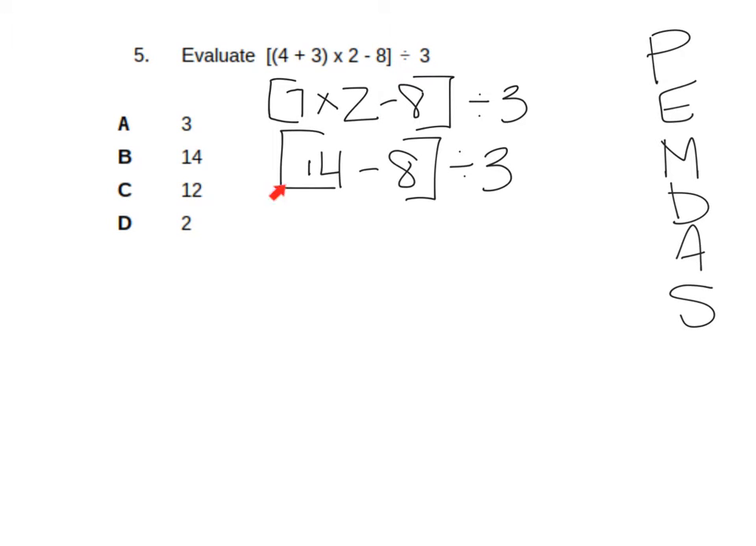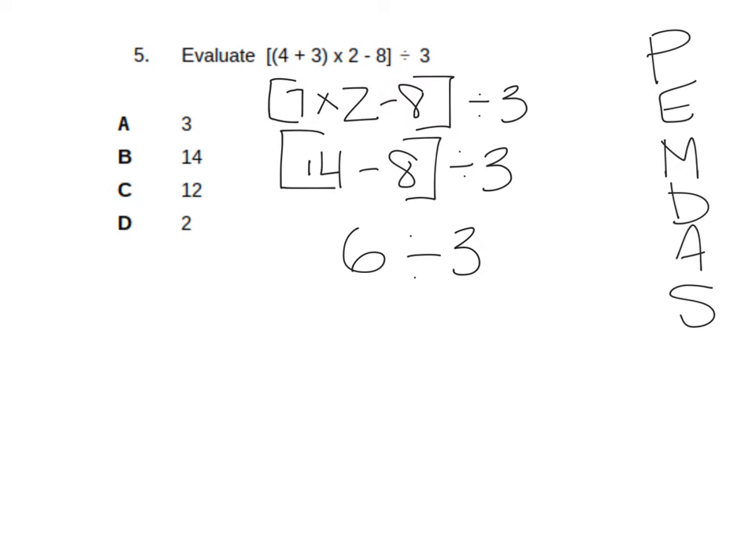Okay, we're still working within this bracket first because we're always in parentheses first. Any more multiplication and division from left to right? Nope. Add and subtract. So 14 minus 8, 6. Now our brackets are gone. And divide by 3 is the last step.